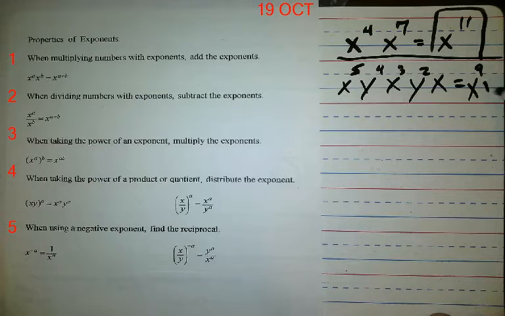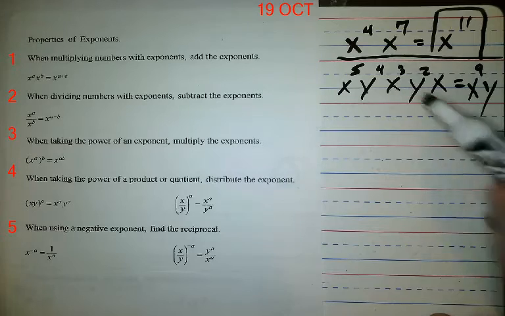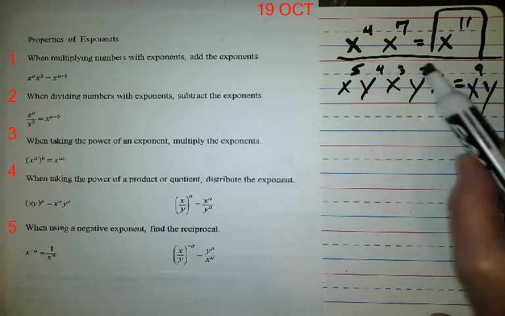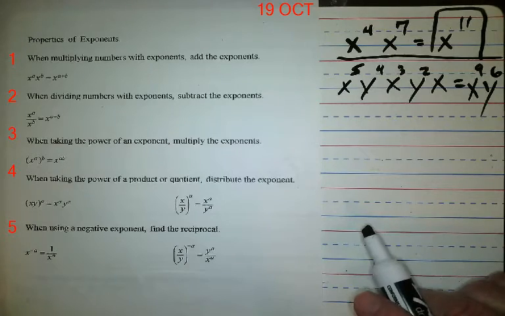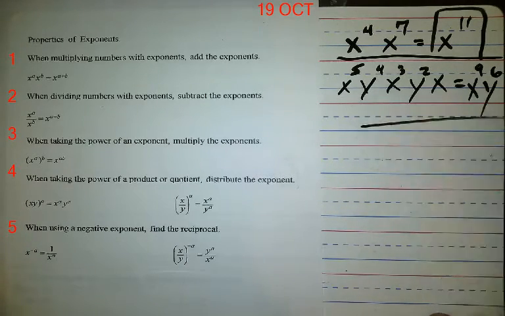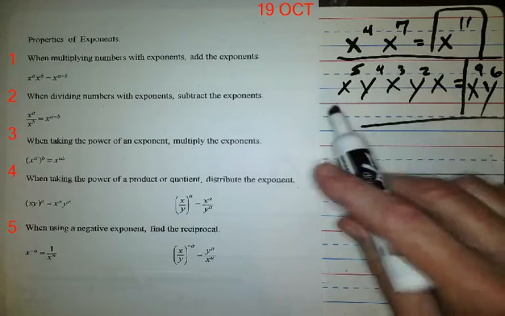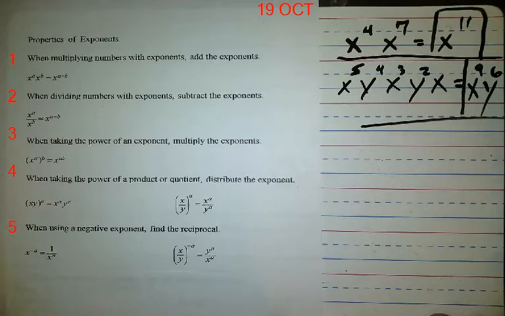And then, what's the power on the y? Well, let's see, 4, 5, 6. That would be y6. See, I can add these guys no matter what. As long as you're multiplying letters together, you can add them up.